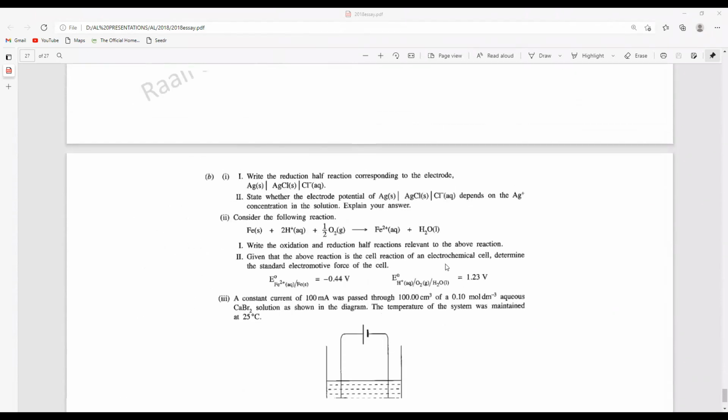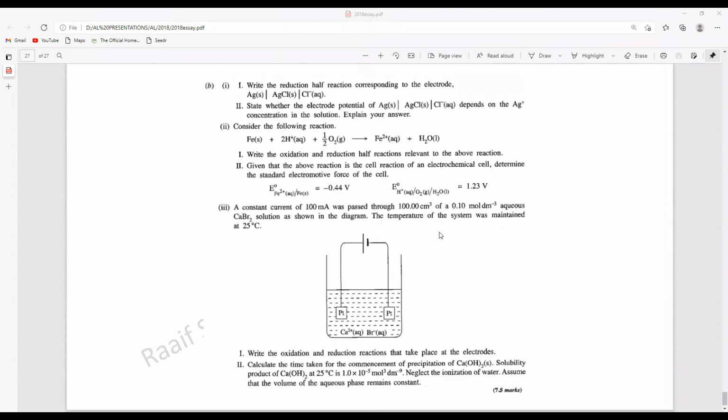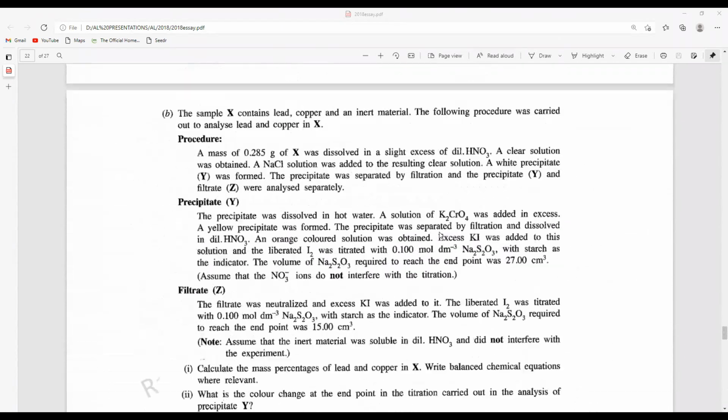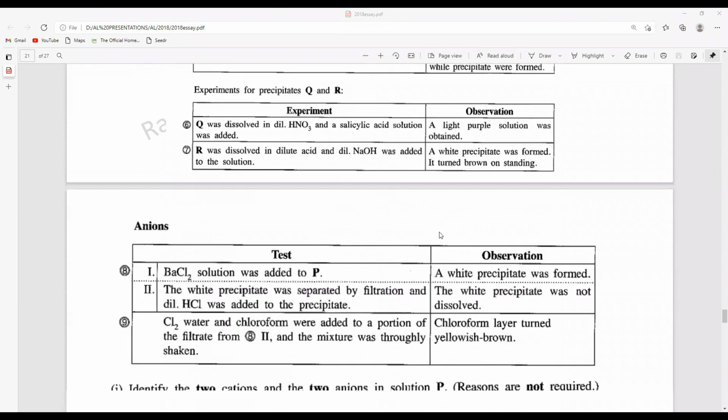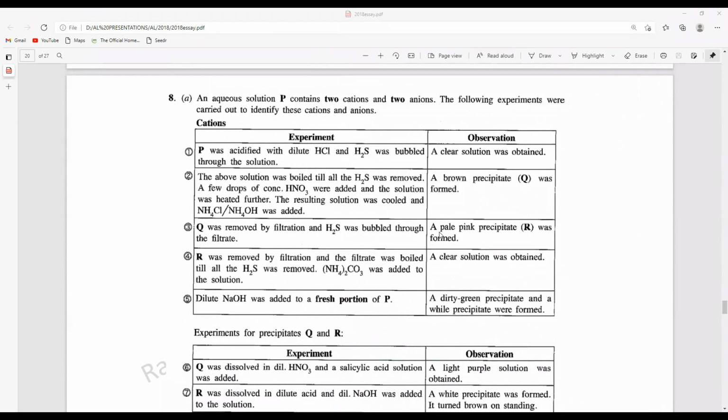from the electrochemistry. So question number 8, again, the first part is A. Part A is based on cation analysis. So we will go through it.